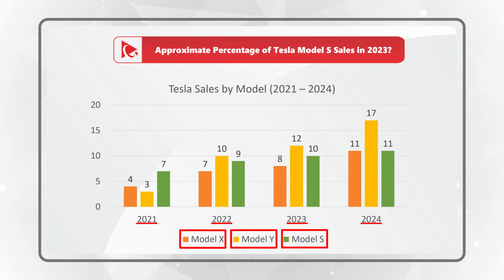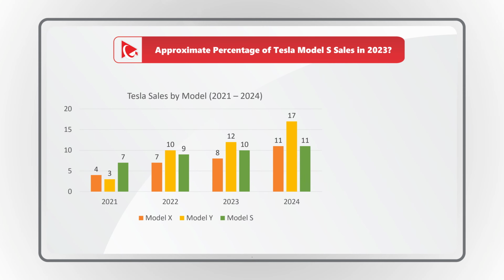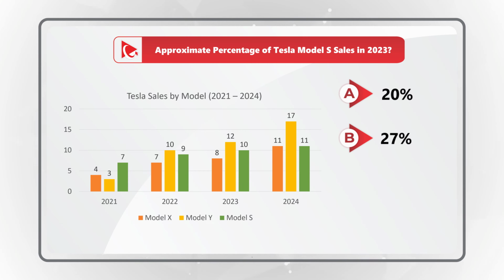Based on the information presented, you need to determine which number is correct out of 4 different choices. Choice A, 20%. Choice B, 27%. Choice C, 33%. And then choice D, 40%.